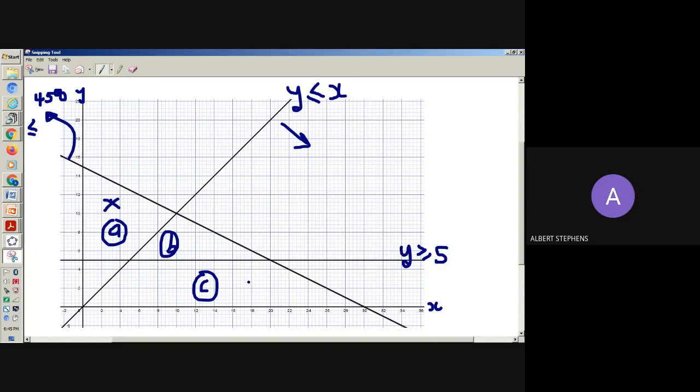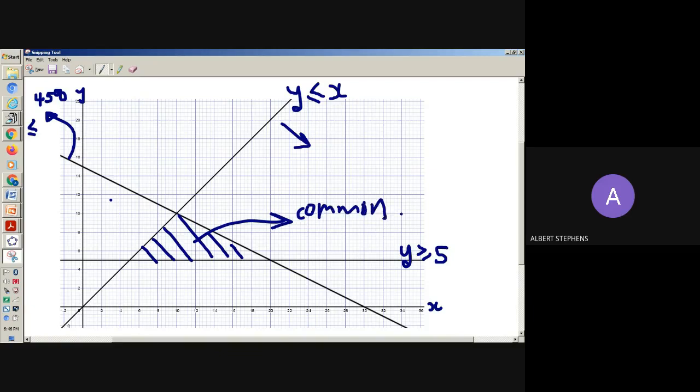All right, very good. And the reason it couldn't be C is because this line y greater than or equal to 5 is going up. It's going up and won't cover C. So they want us to shade that region. So with your pencil, you're going to do that. And this is called the common region.